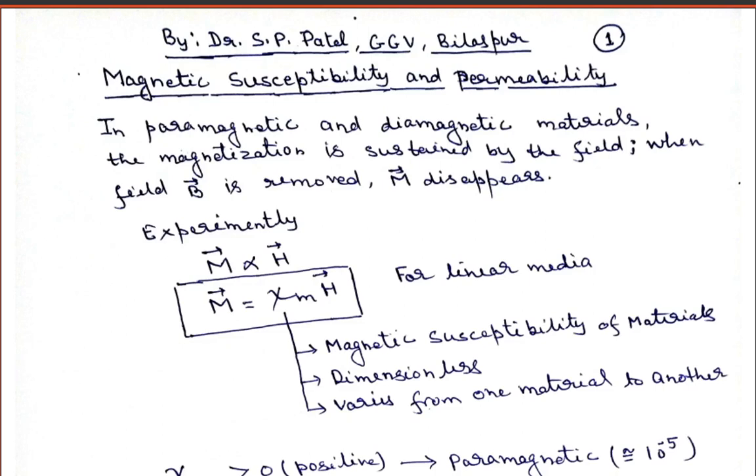In this series of lectures I have started with the very basics. We know that a material is composed of atoms. An atom is composed of a nucleus and electrons. Electrons are revolving around the nucleus, and each electron is also spinning about its own axis. So there are two types of magnetic dipoles.